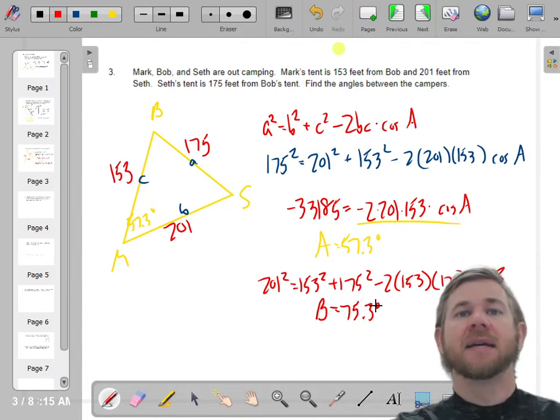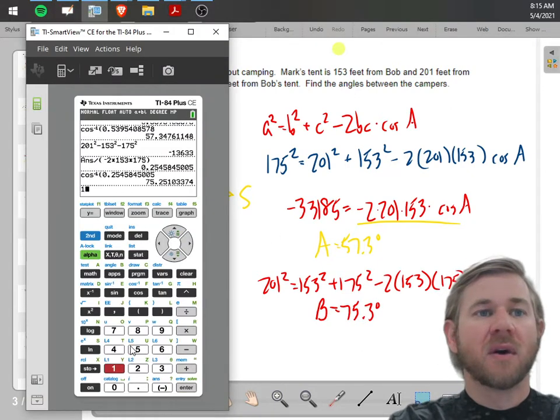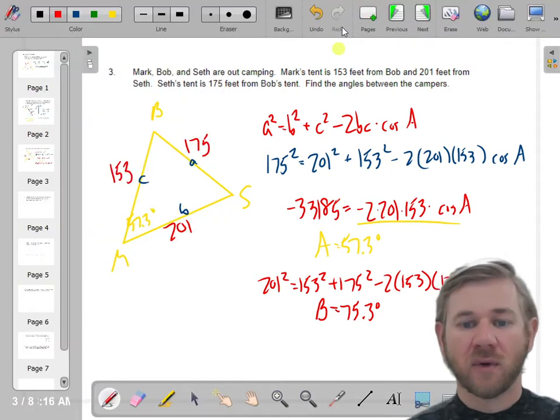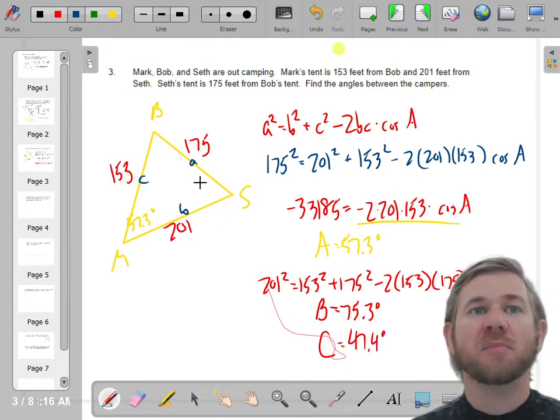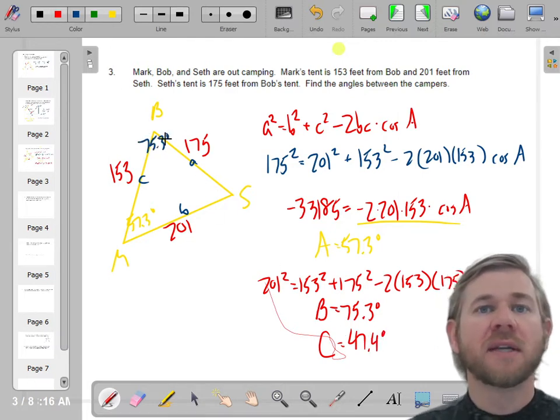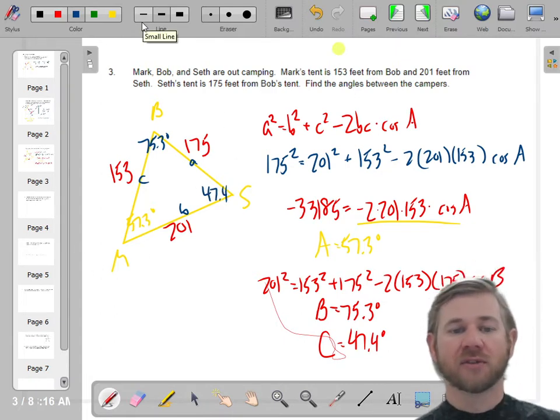And now the last thing, I will subtract from 180. I mean, you could do law of cosines again, but it seems like overkill. 180 minus 75.3 minus 57.3, so I get 47.4. C is 47.4. So B was 75.3 and C was 47.4. And now I got all three angles. So I got my whole triangle solved. Sweet.